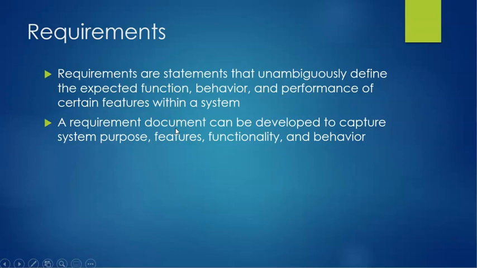Whether system or user requirements, they are defined as statements that explicitly define the expected function, behavior, and performance of certain features within a system. A requirements document can be developed to capture the goal of the system. Also, the document will have the features of the system and its components, the functionality of each component, and the behavior of components, and the overall system, including components' interaction with each other.